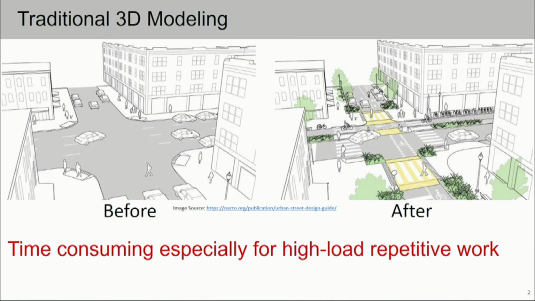So the problem that we looked at: in traditional modeling, you build an existing model, and then you try to create variations of the proposal, right? If your scenarios are complex, you have to spend a lot of time building them manually. Essentially, for high-load repetitive work, that at some point gets unproductive.